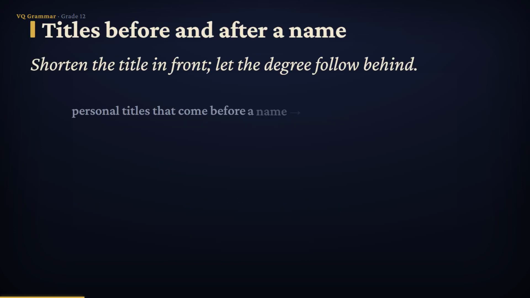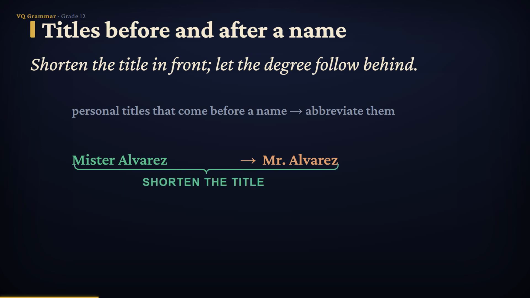Start with titles that come before a name. Words like Mr., Mrs., Miss, and Doctor are almost always abbreviated when they sit right in front of a name. Mister Alvarez becomes Mr. Alvarez. We shorten the title down to a few letters and a period. The same happens with Mrs., Ms., and Dr.